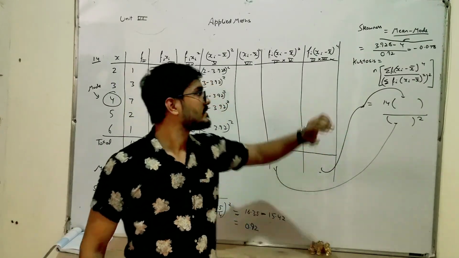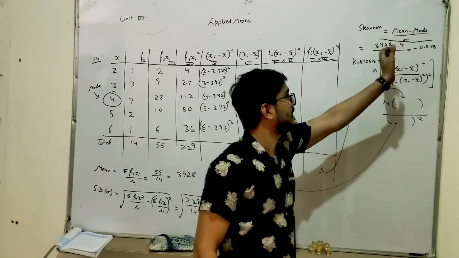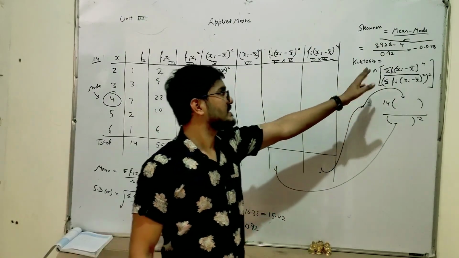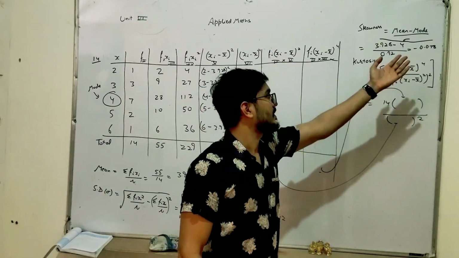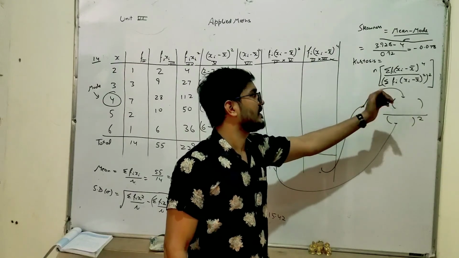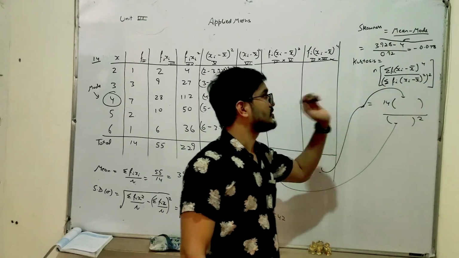Very easy. Skewness is mean minus mode upon standard deviation. Kurtosis is n sigma fi (xi minus x bar) whole raised to the power 4, divided by sigma fi (xi minus x bar) whole square, right?